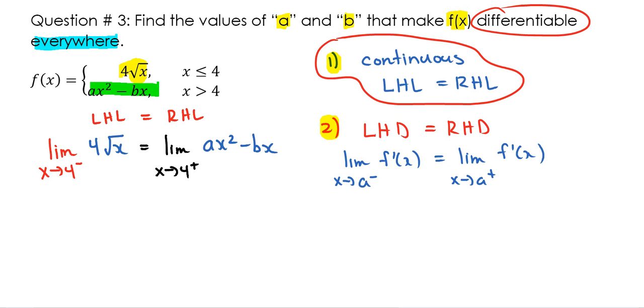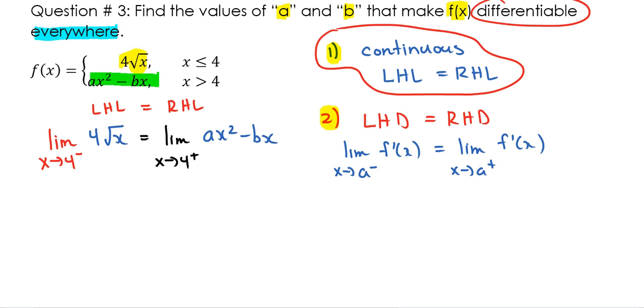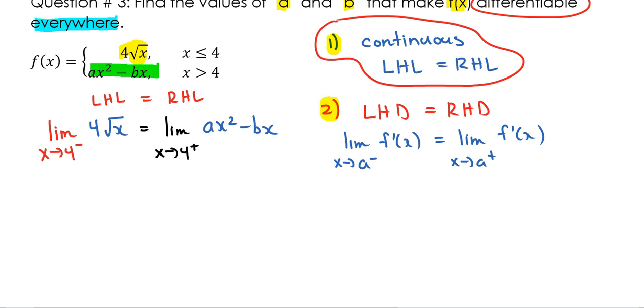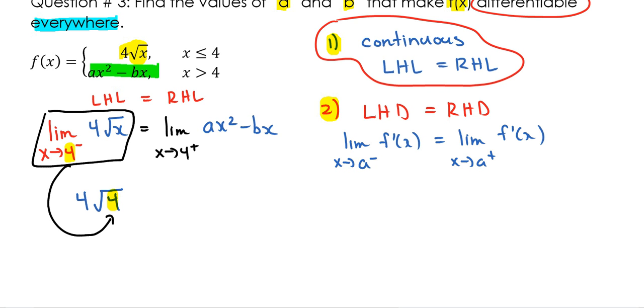All right, since f of x isn't a rational equation here, in order to evaluate these limit statements, all you have to do is substitute this 4 right into your equation. So this would be 4 times root 4. I'm just going to do a direct substitution step right there, and I'll do the same thing on the right-hand side. So I'm going to substitute this 4 in there and there. So this will be a times 4 squared minus b times 4. Okay.